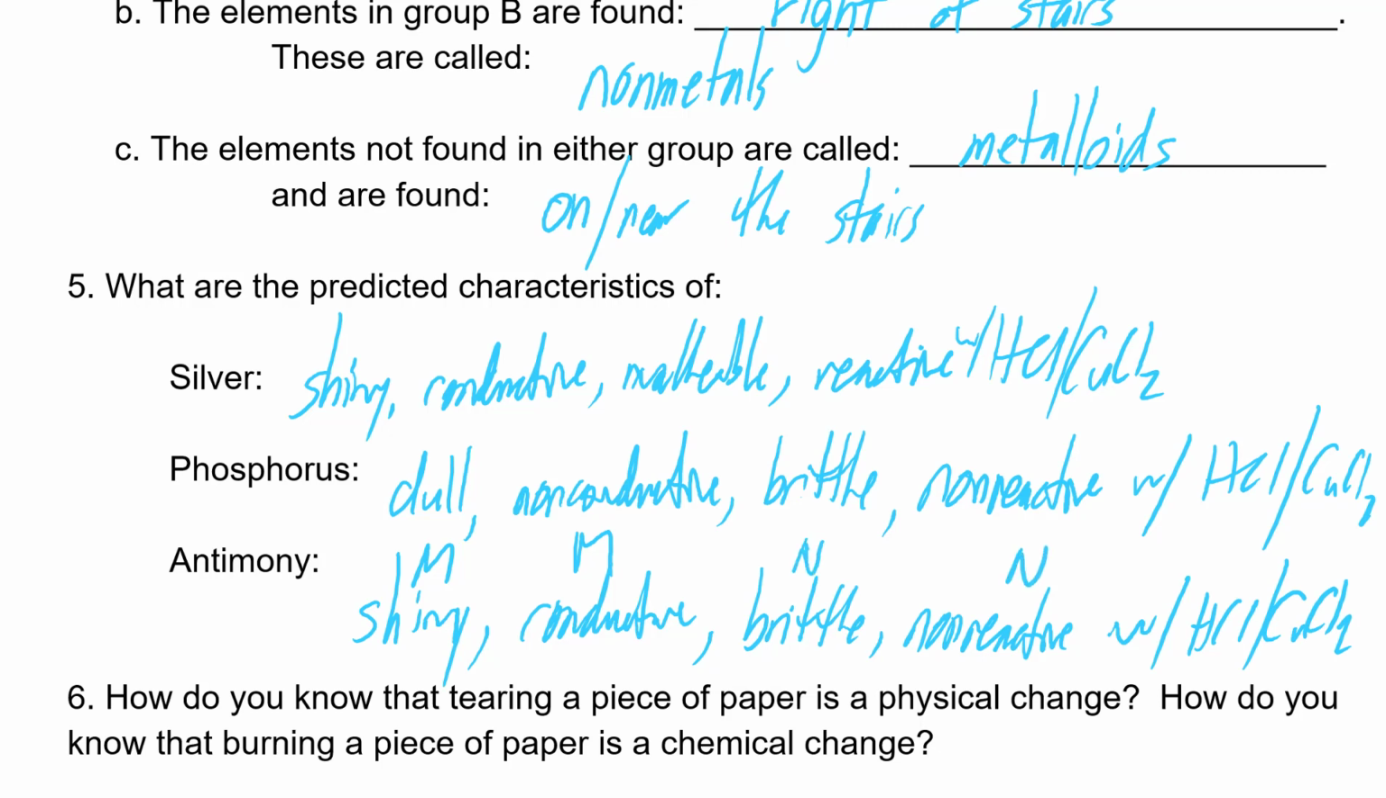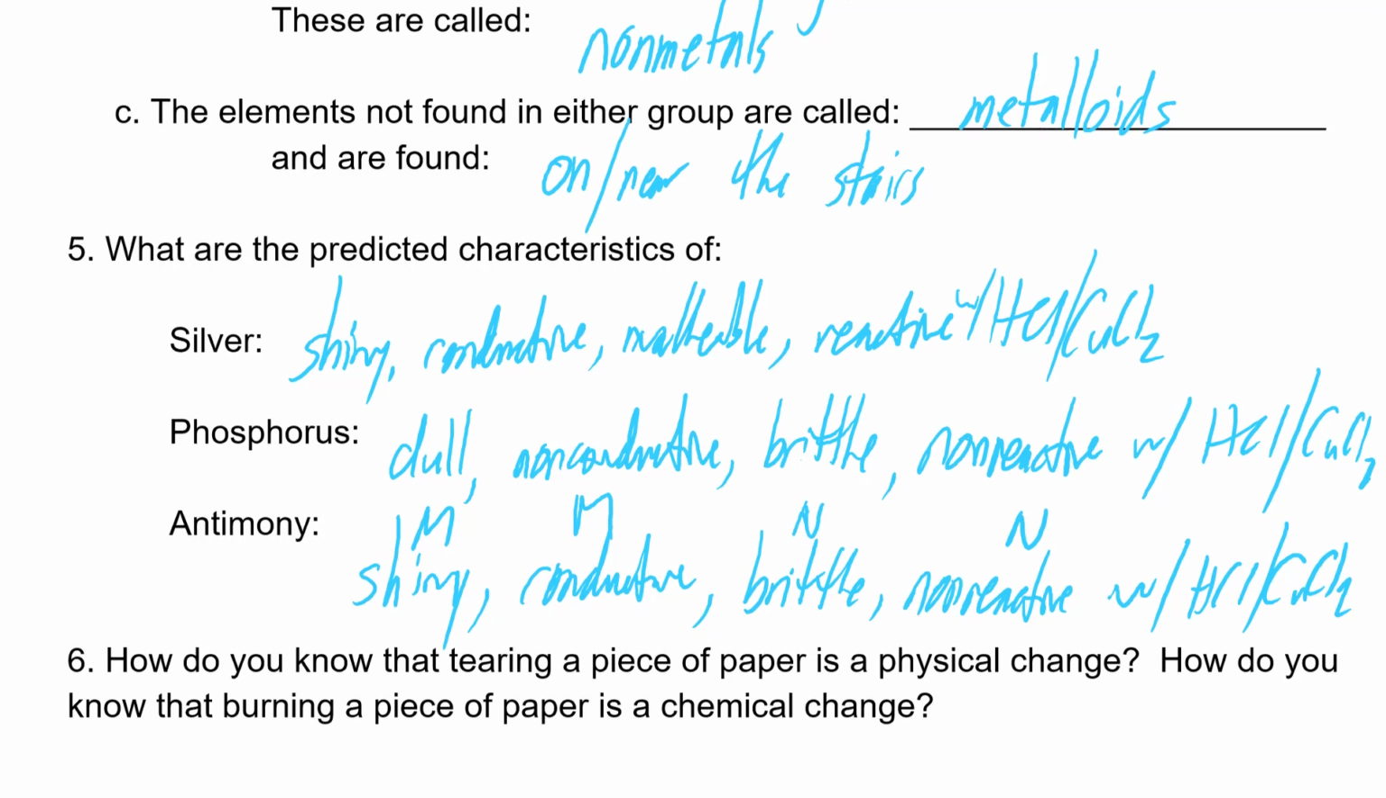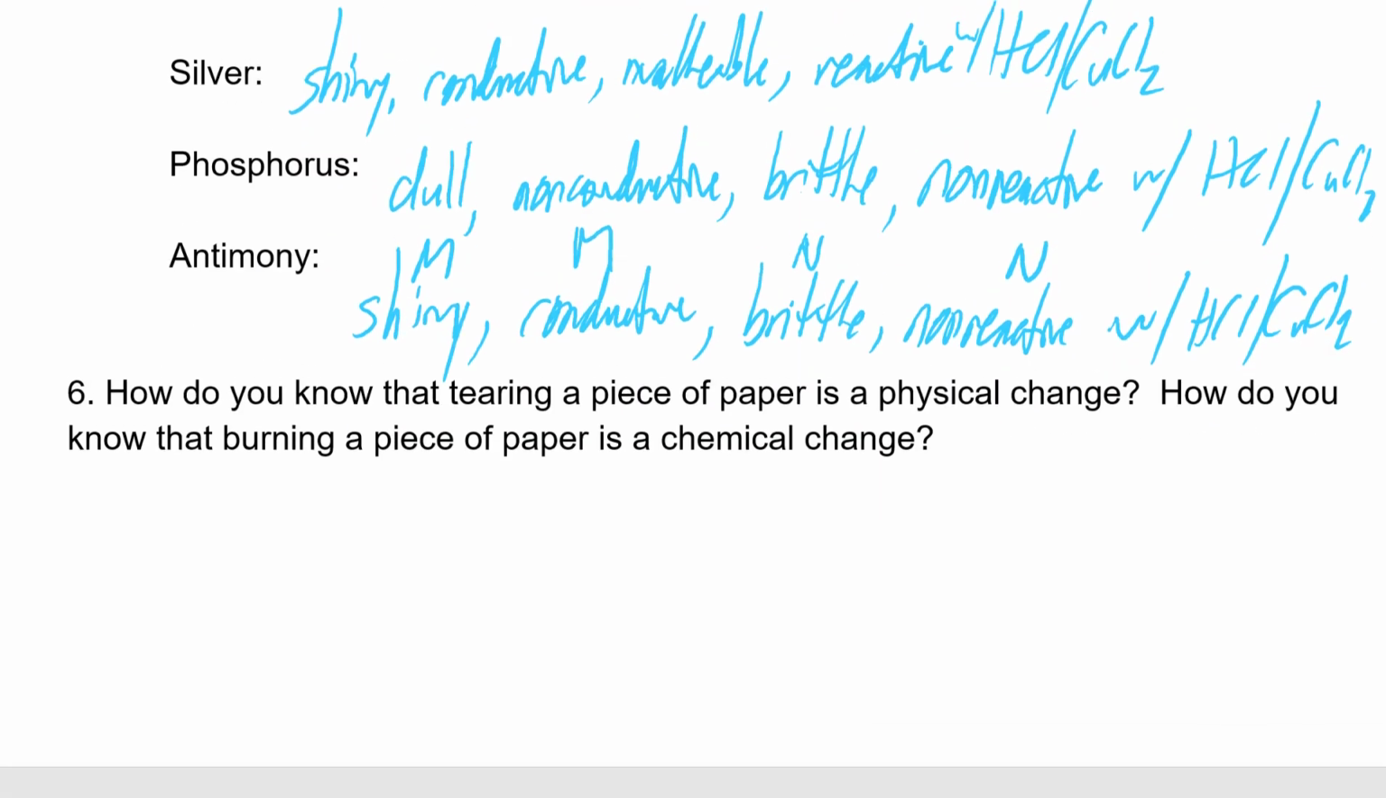It doesn't have to be 2 and 2. It could be 3 and 1. So on a multiple choice question, it would be very easy to figure out, okay, if I asked you for the characteristics of a metalloid, you would pick the choices that have a mix of metal and non-metal characteristics.